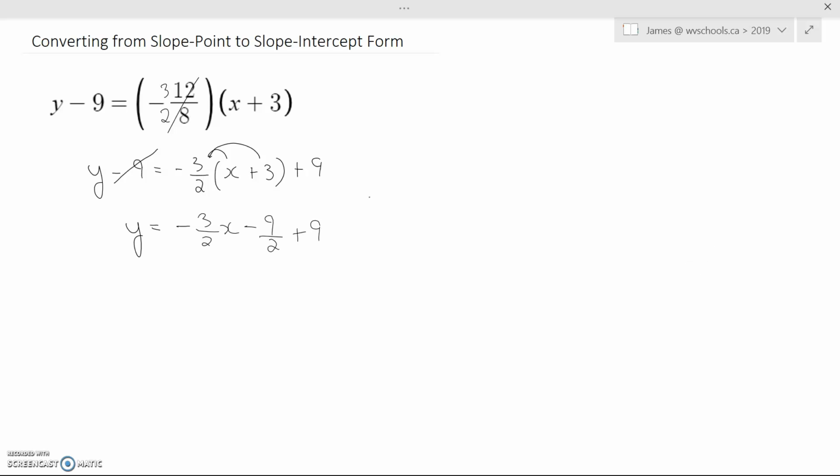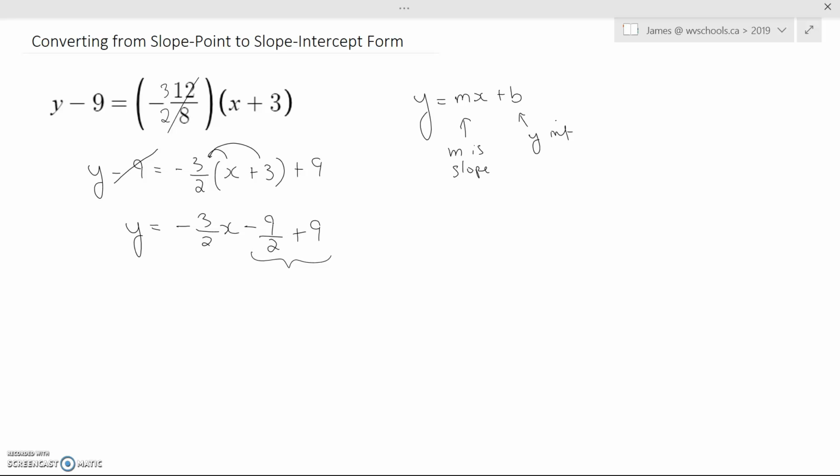A reminder, if you forget on that piece, slope-intercept form is such that we have y is equal to mx plus b, where m is our slope and b is our y-intercept. So we're almost there. We just need to combine this other portion here.